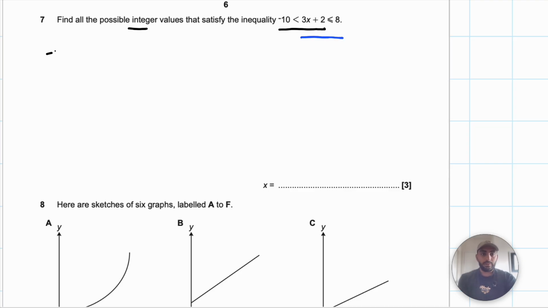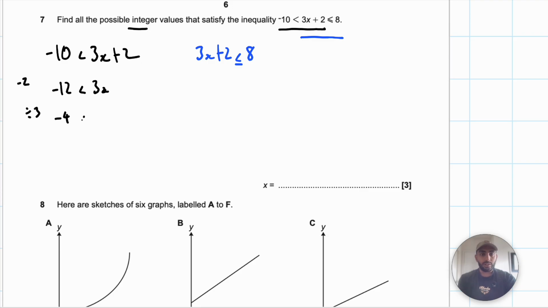I've got negative 10 is less than 3x plus 2. And then for the other one, I've got 3x plus 2 is less than or equal to 8. I need to solve both of these. Let's solve this one first. So I'm going to move this plus 2 over to the other side, so taking away 2 from both sides. That leaves me with minus 12 is less than 3x. Divide by 3 on both sides.